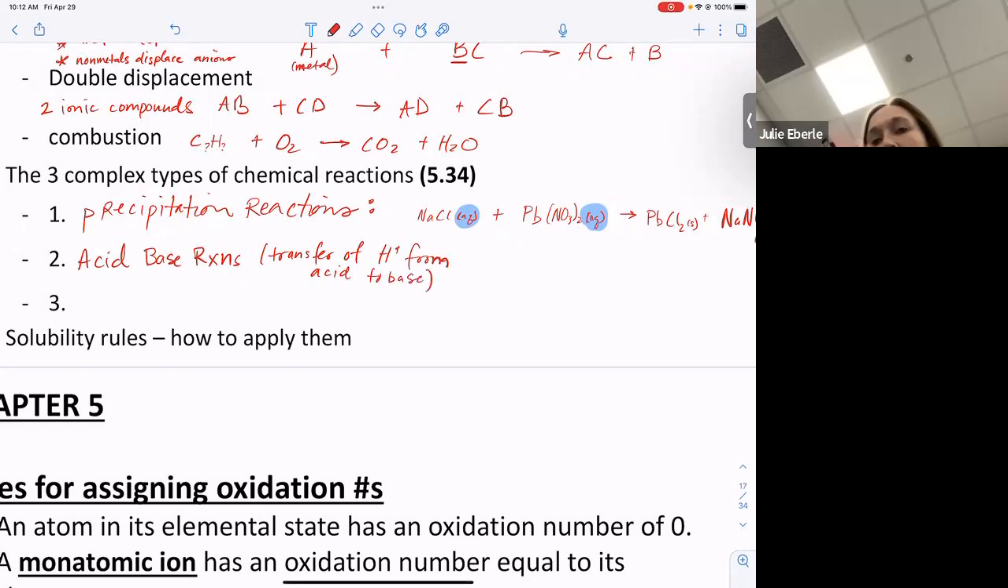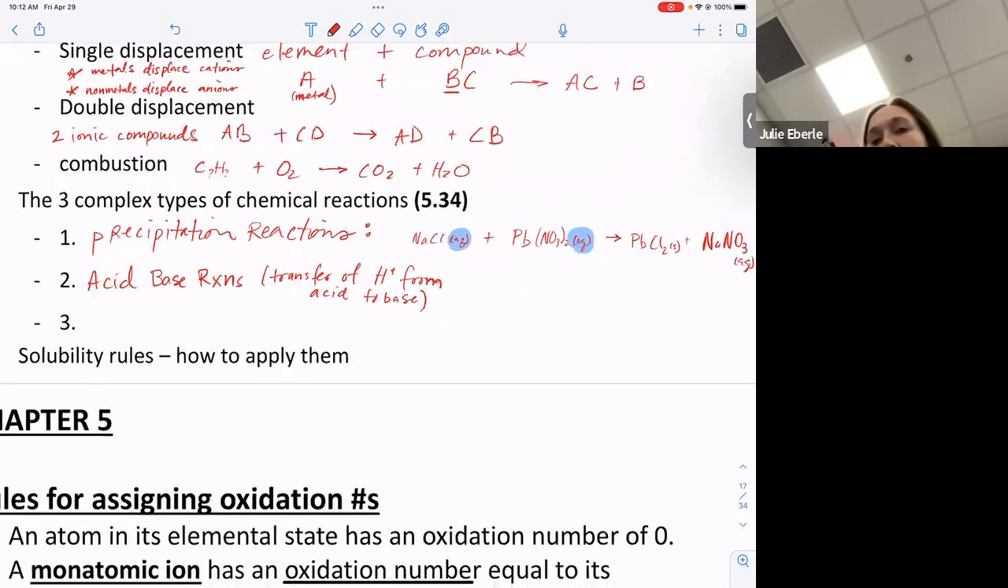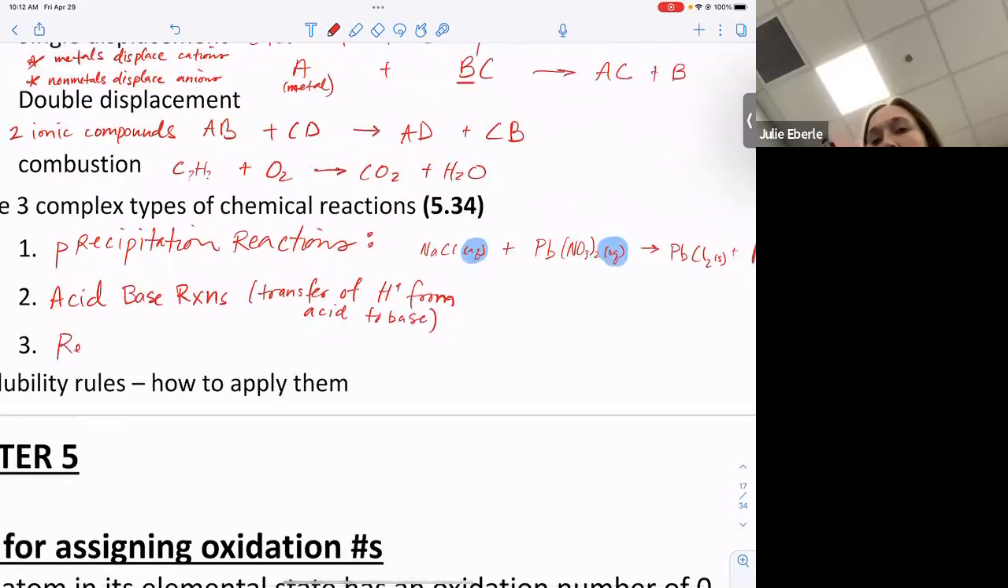in simplest form. When I first introduced it, I said anything that generally makes water, okay? But look, combustion reactions make water. They're not considered acid-base, so that's not always the way you can tell. But anytime a hydrogen is being transferred, then yes. Okay. And then the last thing we talked about was redox reactions.